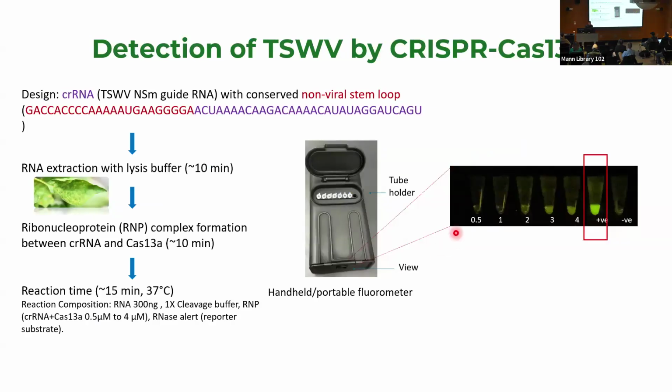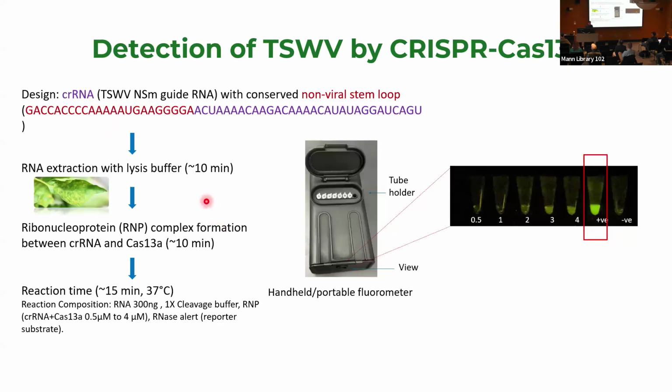Now, what does that look like for tomato spotted wilt virus in action? You have the crRNA sequence shown in purple here, and this is based on the NSm protein, one of the proteins of tomato spotted wilt virus. And then we have the conserved non-viral stem loop, which is shown in red here.